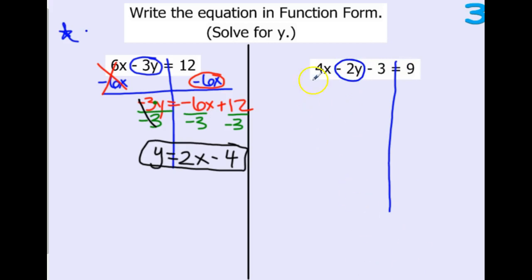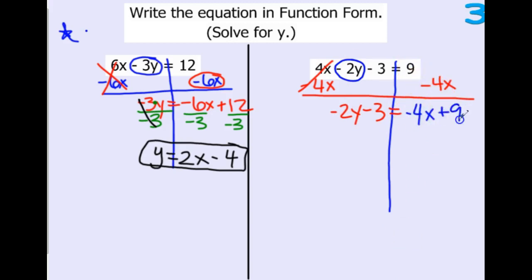It doesn't matter which number you move first. I'm going to move the x's. I'm going to subtract 4x on both sides. So those are gone. We have negative 2y minus 3. And I'm going to write my x's first. Negative 4x plus 9. Just write your x's first and then your number.